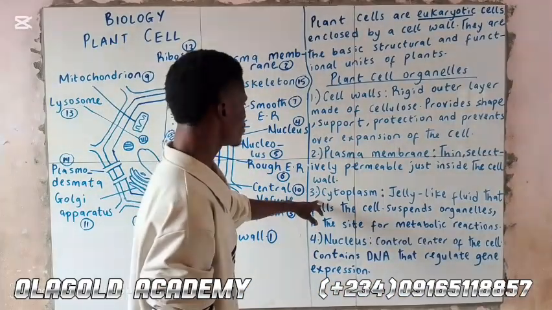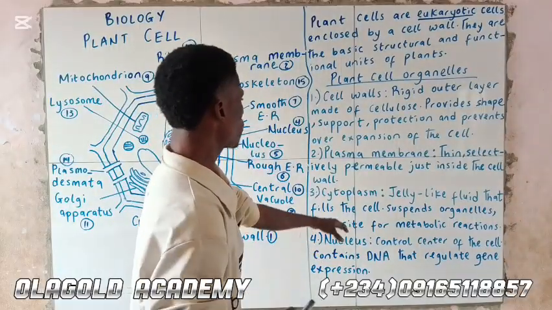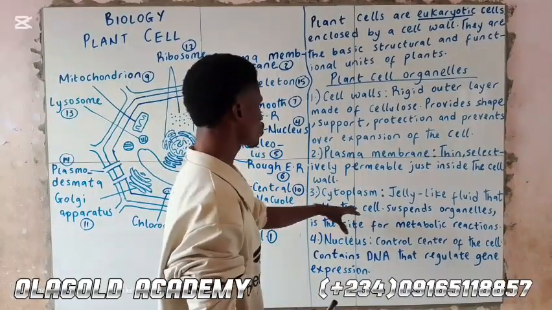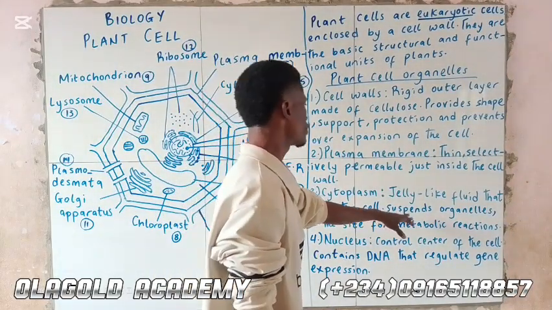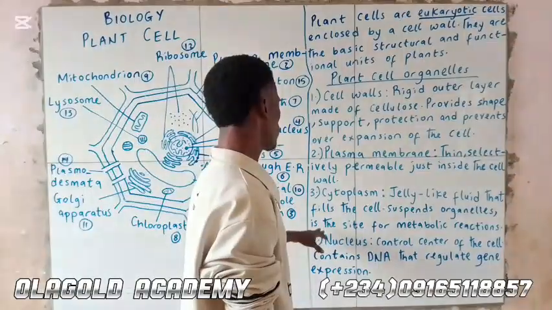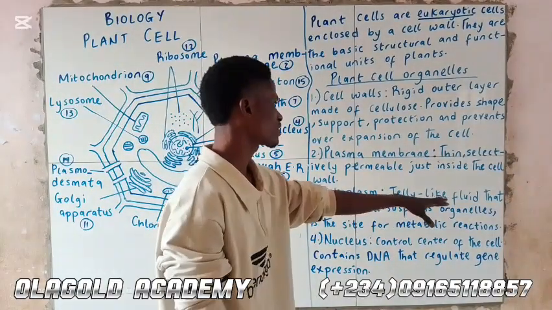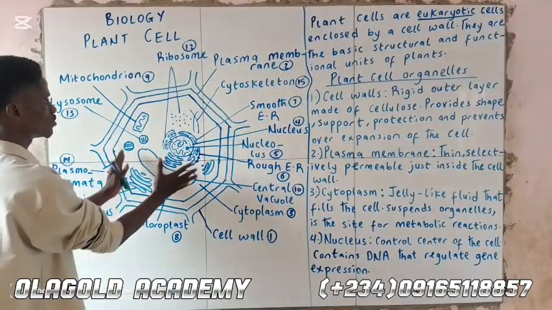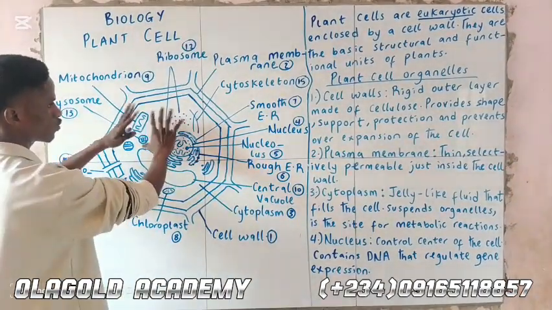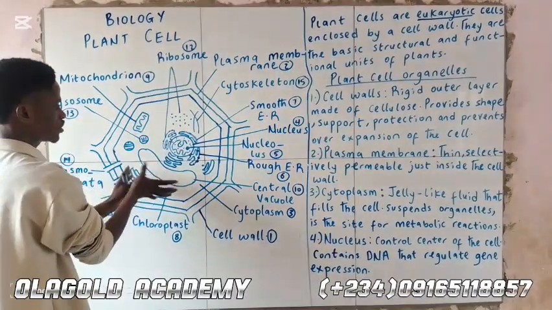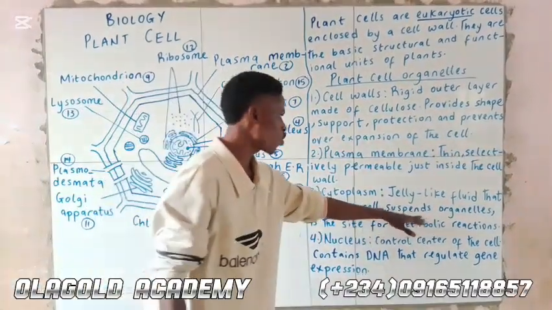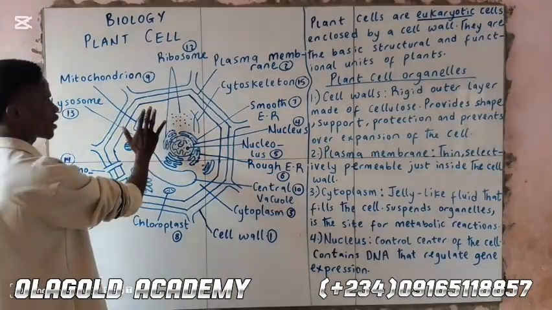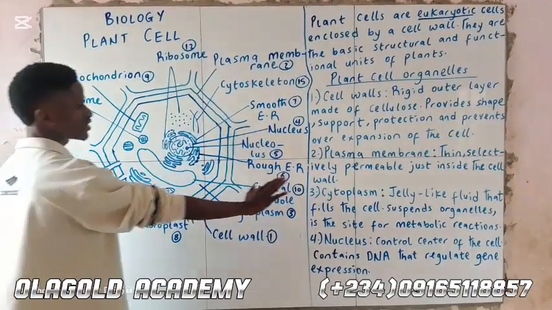Alright, number three, we have the cytoplasm. The cytoplasm is a jelly-like fluid that fills the cell. It suspends organelles and is also a site for metabolic reactions. So this cytoplasm is a fluid that fills the inside of the cell. It helps to suspend organelles, meaning that the organelles are able to float with the help of the cytoplasm.